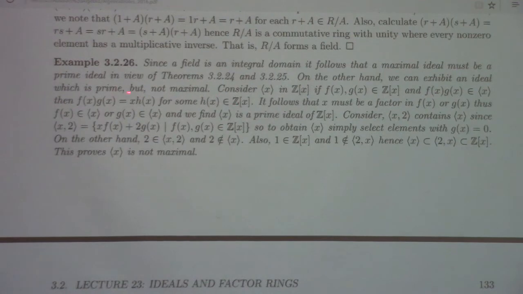So here's an example of an ideal which is prime but not maximal. If you look at xZ[x], you can prove that it's prime by this little argument. To show it's not maximal, you can look at the ideal generated by x and 2. And 2 is an element of the ideal generated by x and 2, but 2 is not an element of the ideal generated by x. So that shows you that there's something in here that's not in there, which means that the ideal generated by 2 and x is bigger than the ideal generated by x. And it's also not everything, because there's lots of things in the polynomials generated by x which are not of this form.